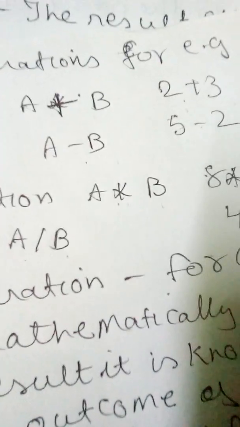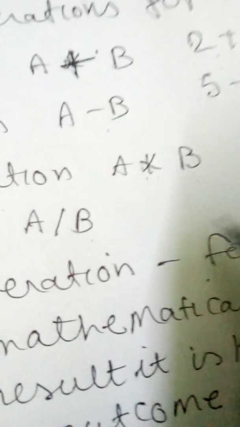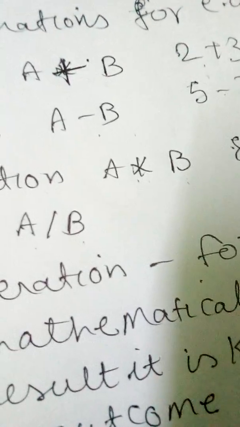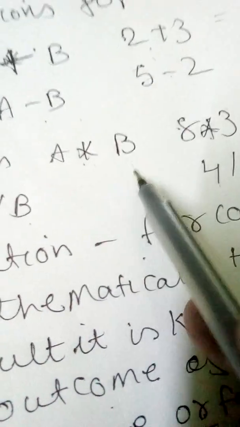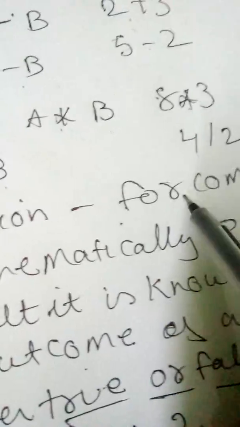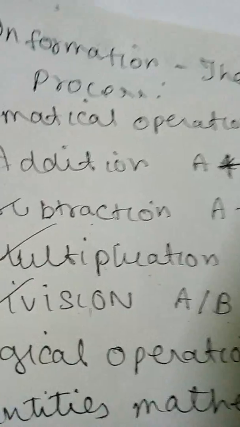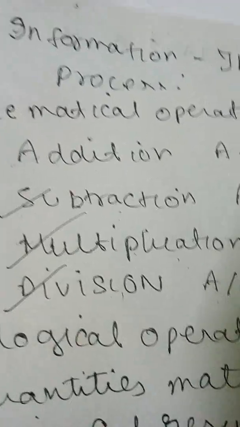It can do subtraction. Next, multiplication, it can multiply 2 numbers. You can give 2 numbers, 3 numbers, 4 numbers, it can do multiplication also. Example, 8 into 3. Next, it can also perform division, that is a divided by b, 4 divided by 2. So these are the mathematical operations that a computer can perform.